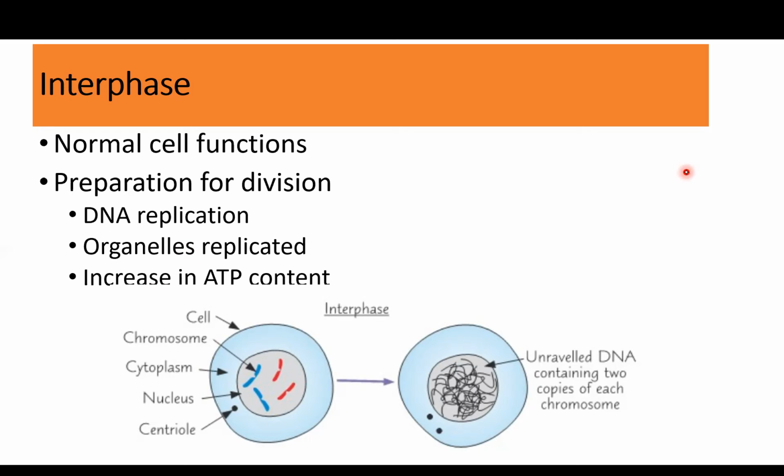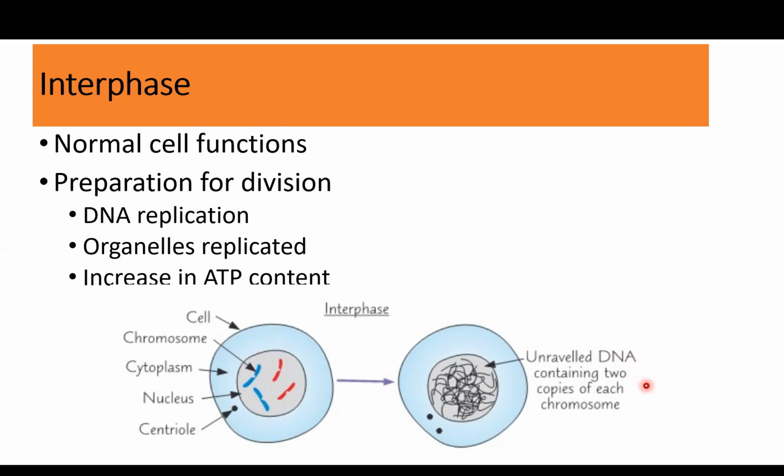Part of this preparation for division is DNA replication. So the cell's DNA is going to unravel and it's going to replicate to double its genetic content. So this is what's happening during interphase. This is our cell, and then we've got this unraveled DNA, containing 2 copies of each chromosome.